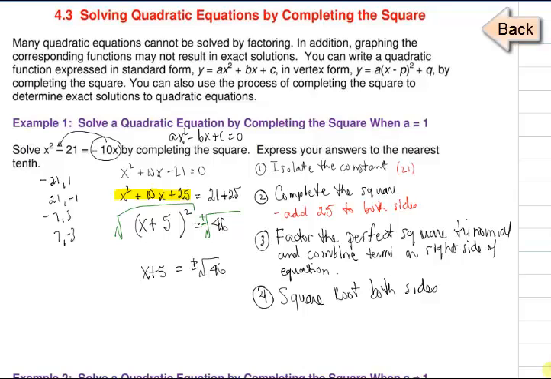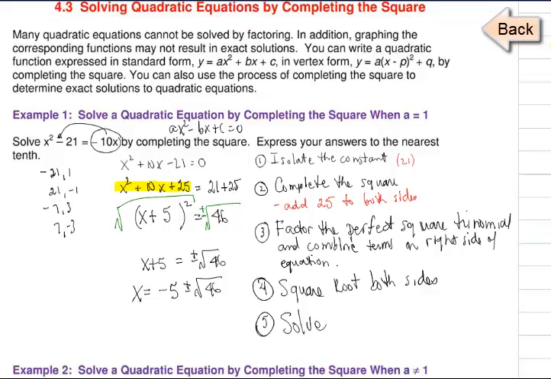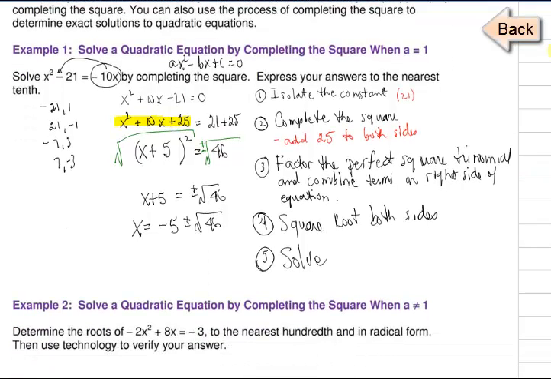Okay, and the last step is to solve. That means to isolate your variable. So we want to bring the positive 5 over to the right. It becomes negative. We usually place it in front of the square root. All right, so you've been asked to work this out to the nearest tenth.